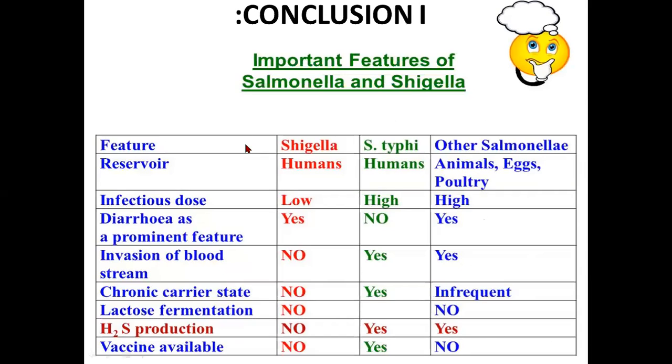So in summary of both Salmonella and Shigella, we've seen that for Shigella the main reservoir is actually humans, but for Salmonella, we've seen humans and also domesticated animals, even their products, such as eggs.